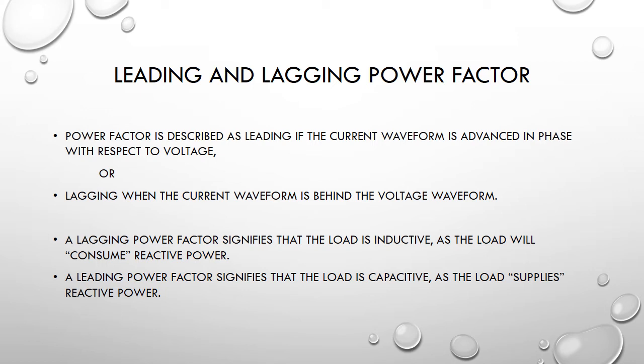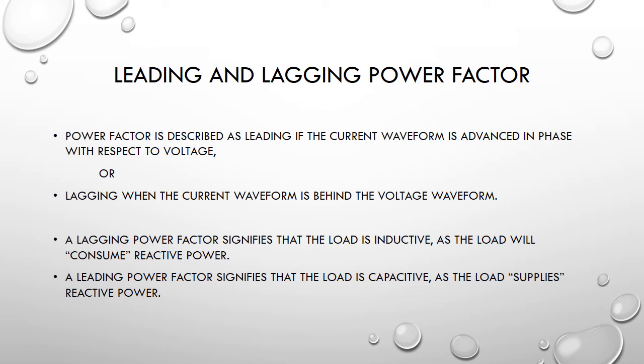When we talk about lagging, what it means is that current is lagging behind voltage. If you draw the two waveforms, you find that the waveform for current is behind the waveform for voltage. So we say that that particular type of power factor is lagging, and most of the components in the industry will find that they have a lagging power factor because of the inductors.